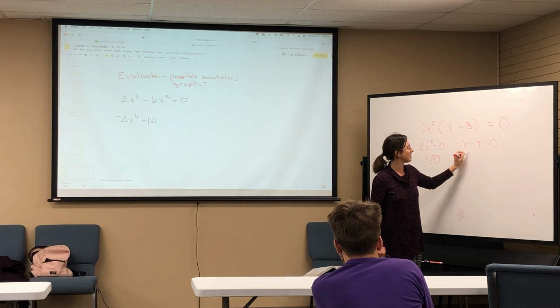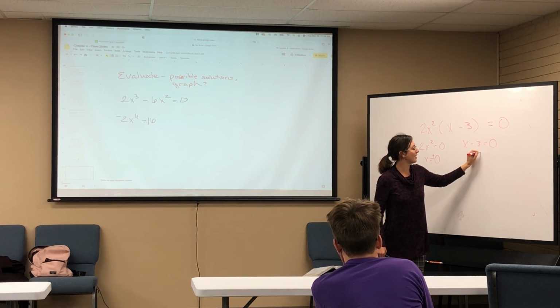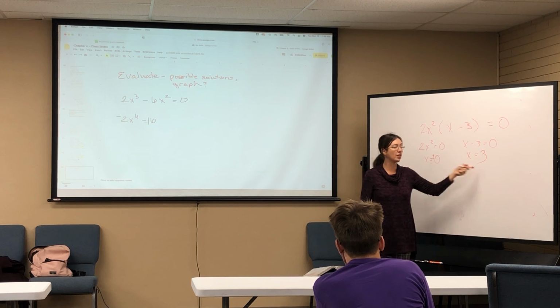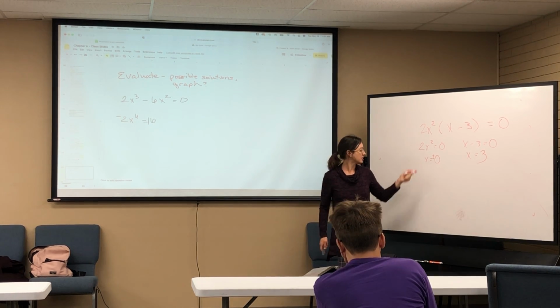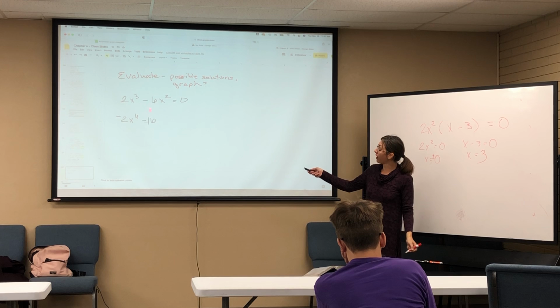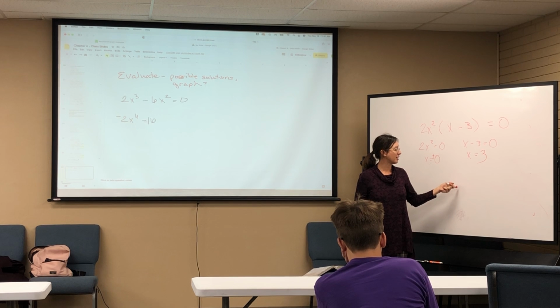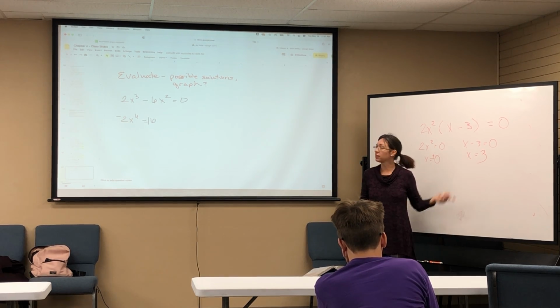In this case, x equals 3. Okay? So I've got 0 and 3 as solutions. 1, 2, 3. Could I have 3? Yes. Here's my solution. It's going to hit at the origin, and it's going to hit over there at 3.